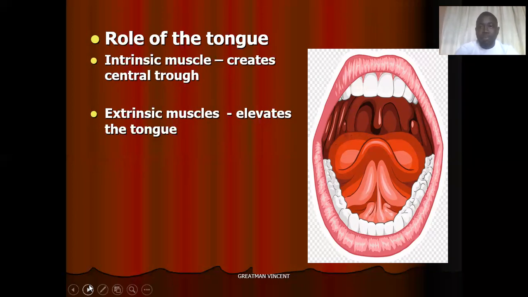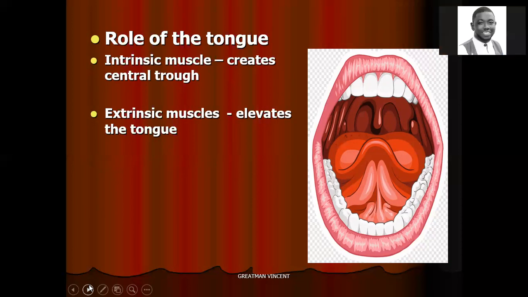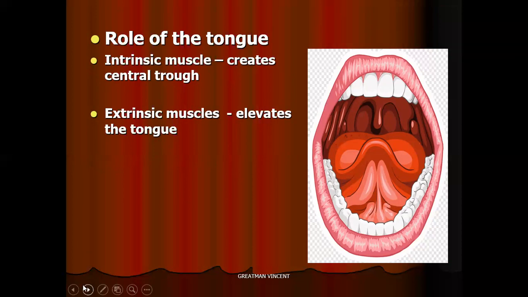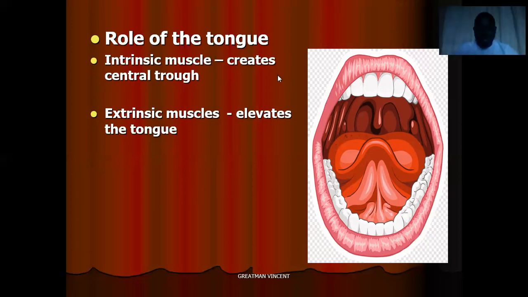So in this lecture, I'm just going to make mention of a few aspects of the tongue. You realize that we have some muscles of the tongue. We have what we call the intrinsic muscles of the tongue, and we also have the extrinsic muscles of the tongue. And they all make sure that food is being processed well.